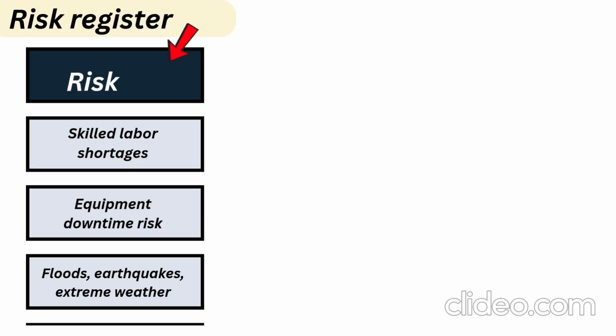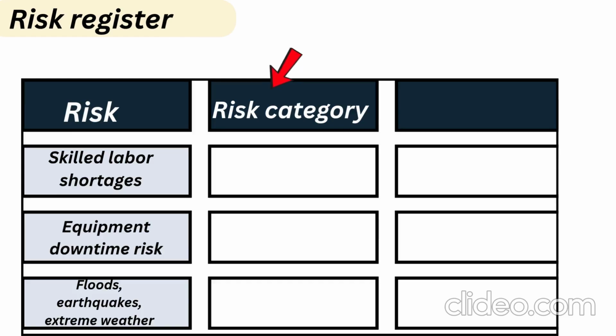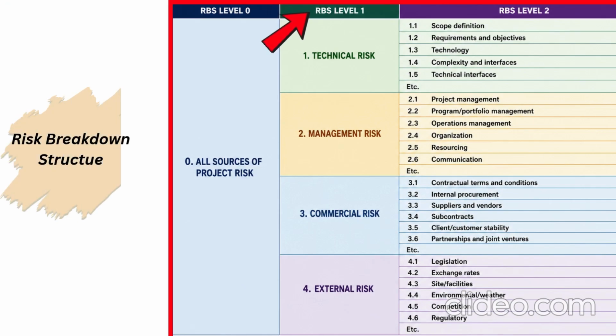To create the risk register, in the first column, you list down all the risks which you have identified. In the second column, you have to identify the risk category for every risk. For this, you have to use the risk breakdown structure, which I have already discussed in my risk plan. You remember we had added a risk breakdown structure in the risk plan. We are going to use it here.